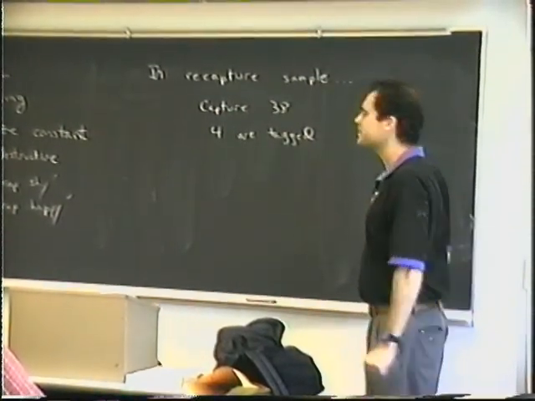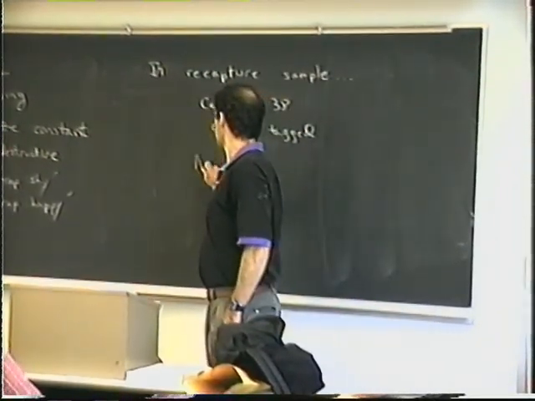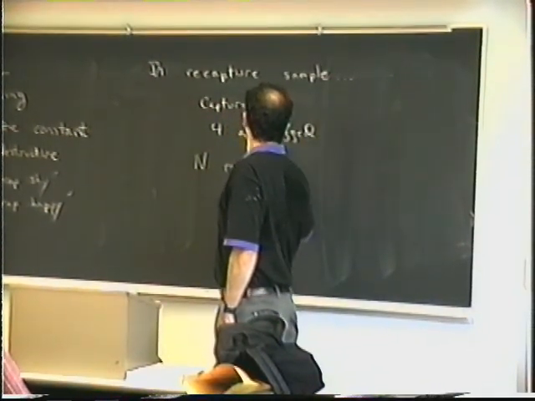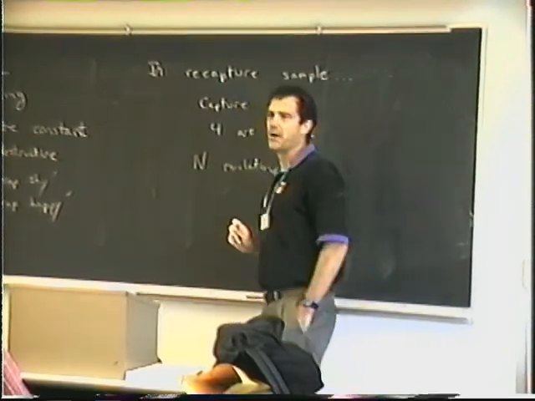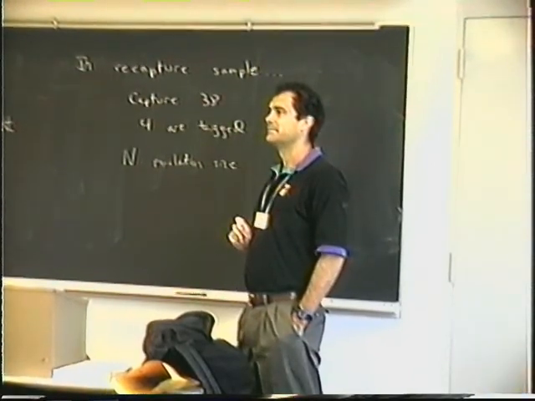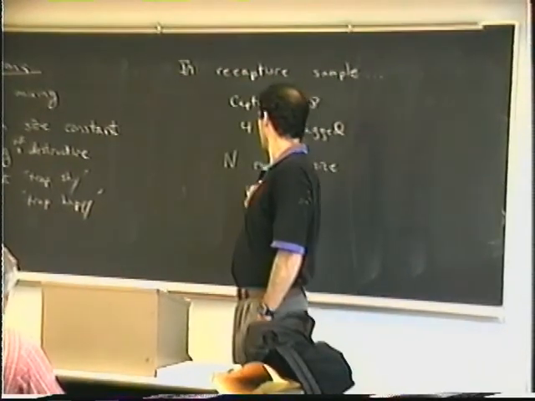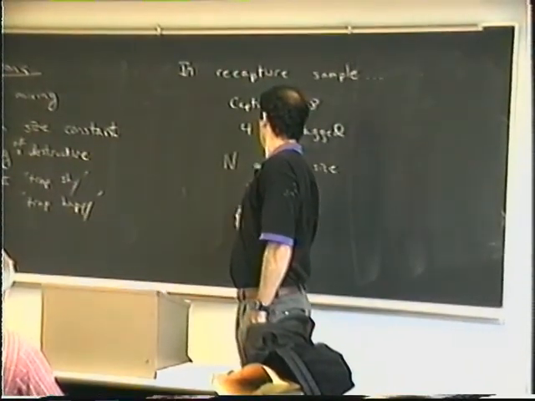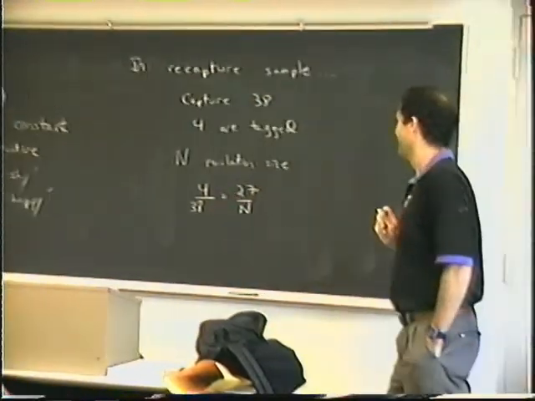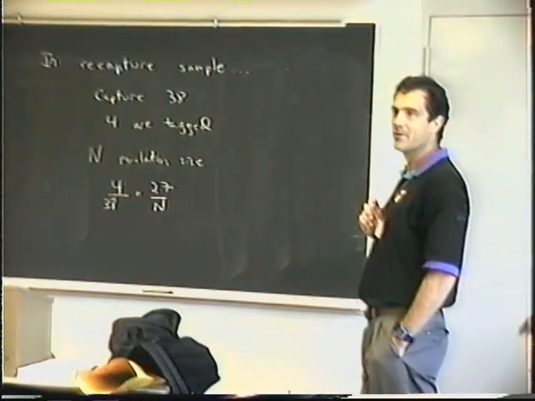Okay, how are we going to estimate? What's the right ratio to set up to try and estimate? Suppose I use capital N for the total population size. I'm not sure that's what I used in the handout, but let's call it that now. What's the right ratio to set up to try and estimate the total population size? Peter, you got an answer? 4 out of 38. 4 out of 38 is? 27 over N, right? Because it looks to us like about 4/38 of the population is tagged now.